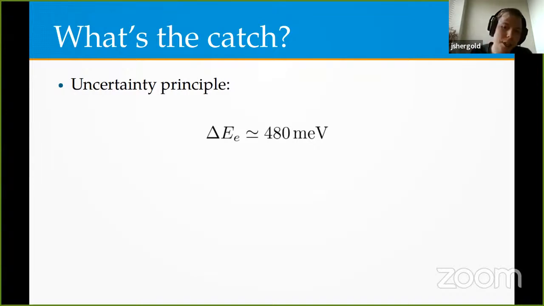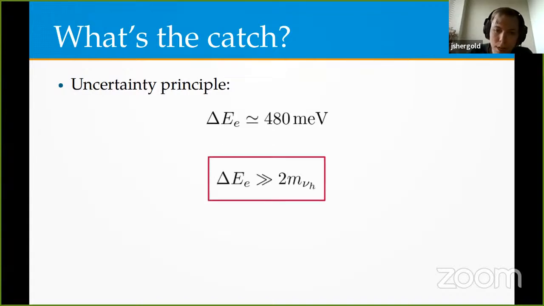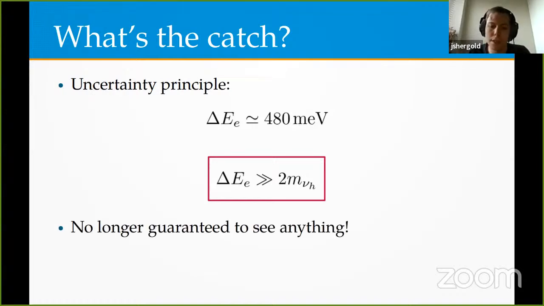Now, this is, I should say, just a crude estimate, back of the envelope. There are more precise estimates in the literature. By all means, go look for them. This is just one back of the envelope, just to illustrate the point. But anyway, you end up with an uncertainty of about 480 milli-electron volts. And importantly, this is much, much larger than twice the heaviest neutrino mass. So Ptolemy is no longer guaranteed to see anything.